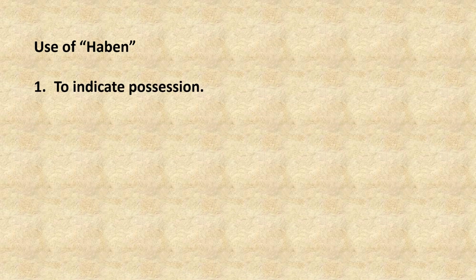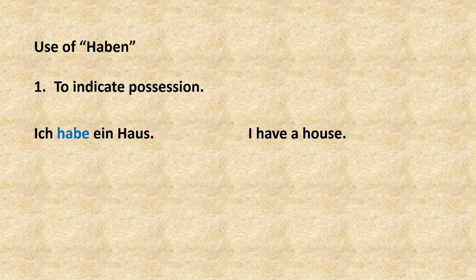Now let us see the use of haben with some examples. Haben is used to indicate a possession. For example, ich habe ein Haus. I have a house. Er hat ein Auto. He has a car.